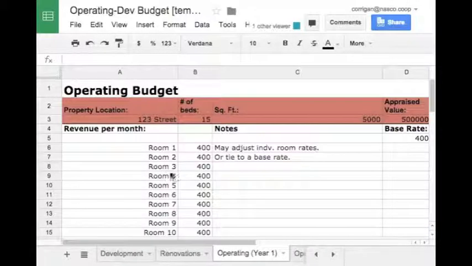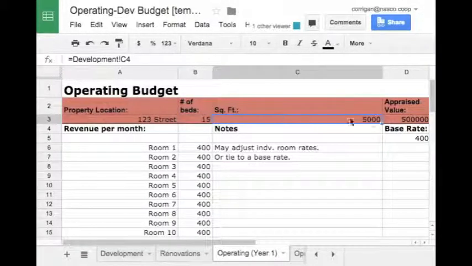Now we'll look at the operating budget, which takes a look at the first 12 months of operation of the co-op. What's the money coming in, what's going out, and what's the bottom line? Does it work? On this tab of the spreadsheet, we've copied over some of the basic information: number of beds, square footage, and appraised value.